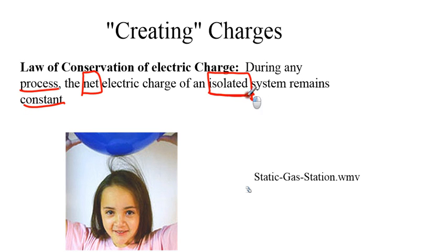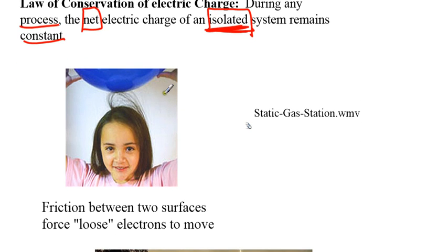So here we have to be careful with the way we define isolated. An isolated system is however we define the system, meaning we can define it as two objects, or a room, or the globe, or the solar system, or the universe. Within whatever isolated system that we're talking about, the net electric charge, the total charge of the system, remains constant. So you might be wondering, so how do things get charged? So if you look at the picture here, we have this girl who has rubbed the balloon on her head, and you can see that the balloon now has a charge.